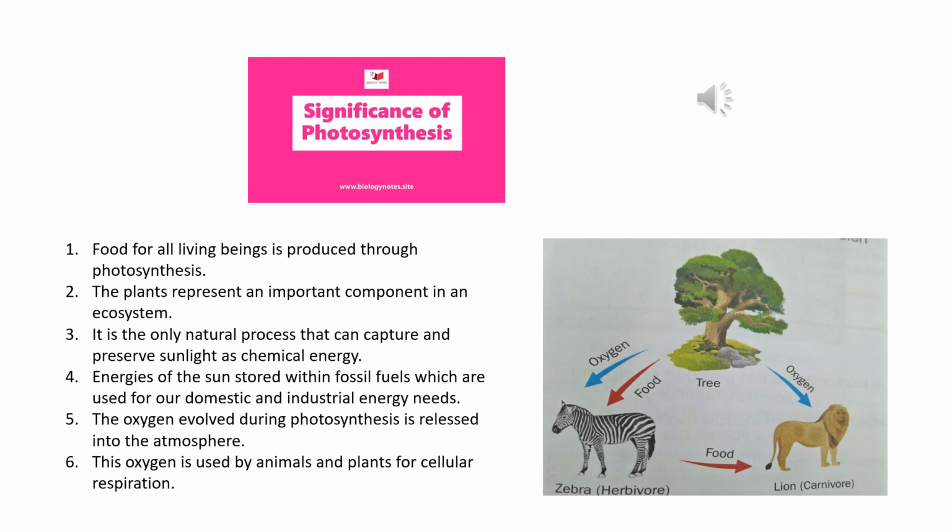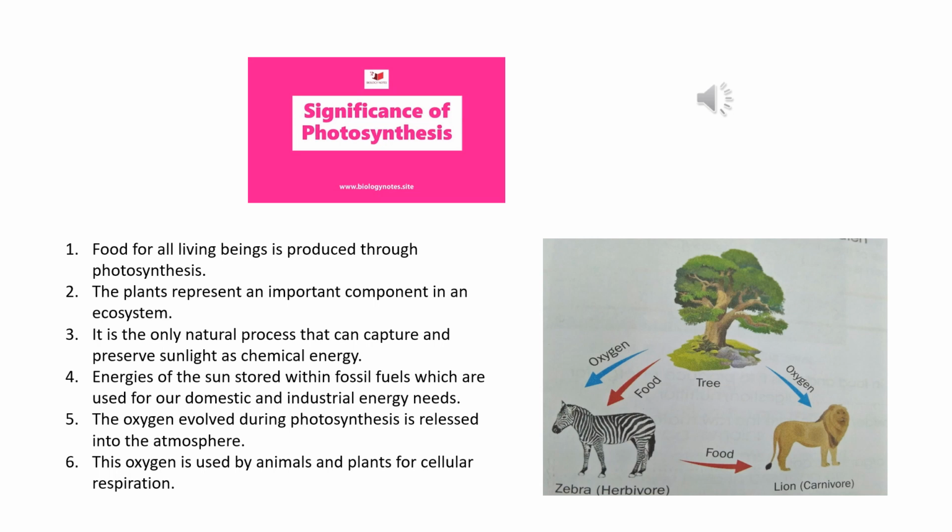Significance of photosynthesis. First one, food for all living beings is produced through photosynthesis. Herbivores like zebra, etc. Please see the diagram. Relate it with the diagram. Herbivores like zebra, etc. are solely dependent on plants for their food and energy requirements. After eating, they pass it on further when they are eaten by a carnivore like tiger, lion, etc. So that means carnivores also indirectly depend upon plant body.